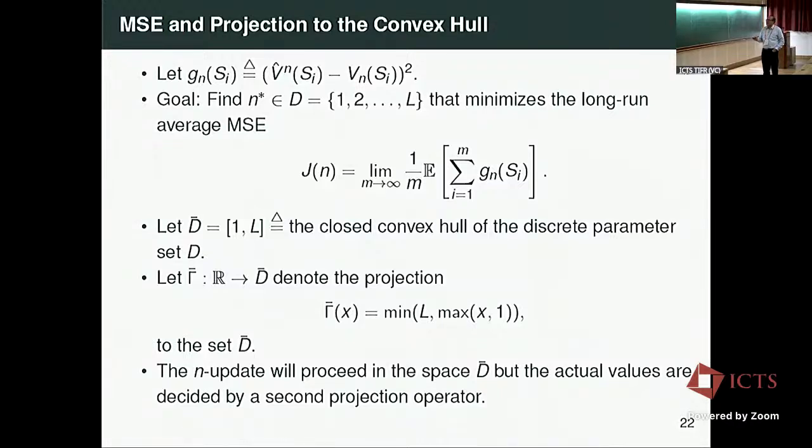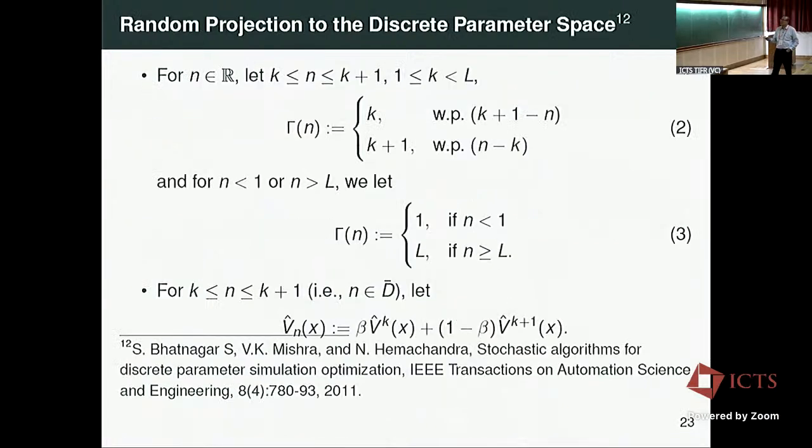So let's denote by D bar the closed interval 1 to L, the closed convex hull of this discrete parameter set D. And gamma bar would be the projection to this interval. The nth update will then proceed in this space D bar, but the actual values you take would be decided by another projection operator. What it says is that, if your update at any point in time is, let's say 3.6, and the values you are allowed are 3, 4, 5, 6, and so on, then with probability 0.6 you project it to 4, and with probability 0.4 you project it to 3. That's what this random projection does.